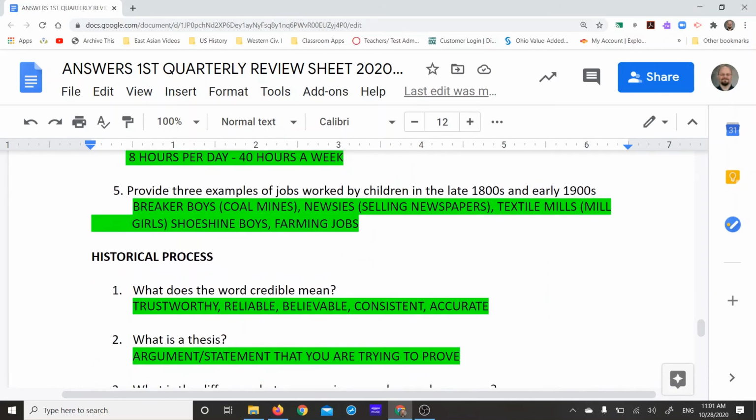Last thing, historical process. What does the word credible mean? Credible means trustworthy, reliable, believable, consistent, accurate. If a source is credible, it is all these things, it can be relied upon. What is a thesis? A thesis is the argument you are trying to prove in an essay. Usually it comes at the end of the introductory paragraph. It's like your keyhole statement. It's where you lay out what you're going to discuss in this essay.